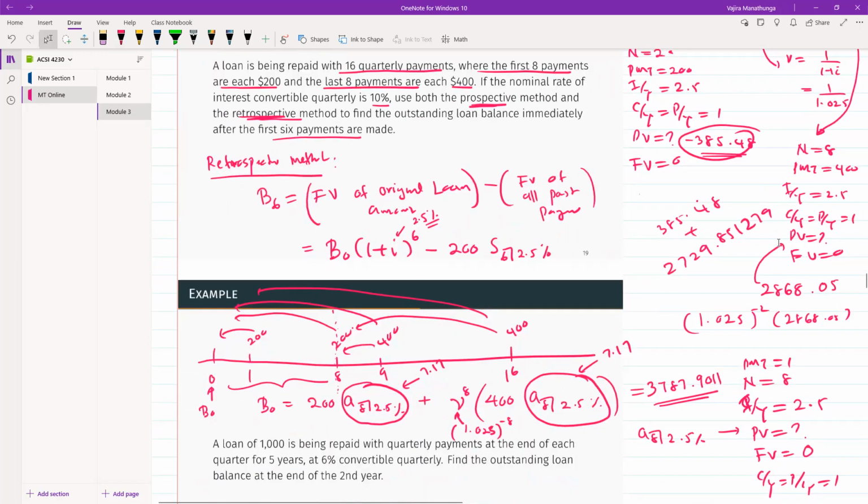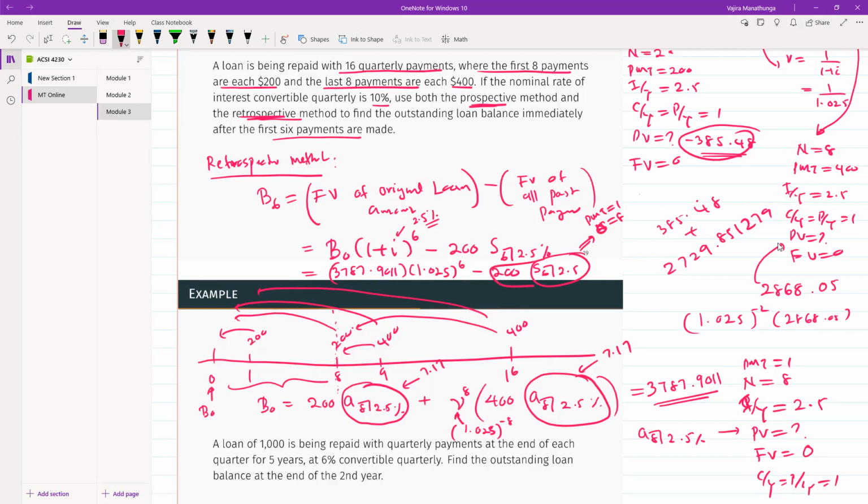Okay, so now let's calculate the balance. So let's apply it here. So this is 3,787.9011 times 1.025 to the 6, minus 200 as 6, 2.5. So we have to calculate as 6. So how do you calculate that? Payment is 1. N is 6.